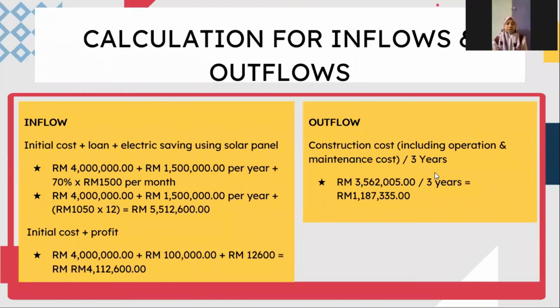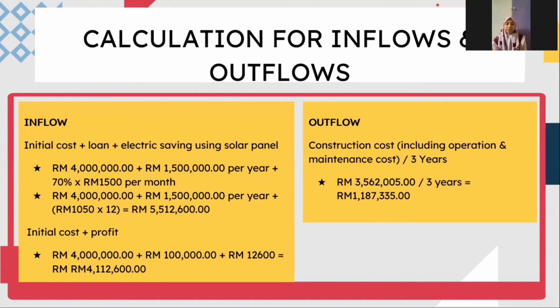So this is the calculation for inflow and outflow. For the inflow, the cost is the initial cost plus the loan from the bank and also the electric saving by using the solar panel. After we calculate, we got the inflow of about 5,512,600.